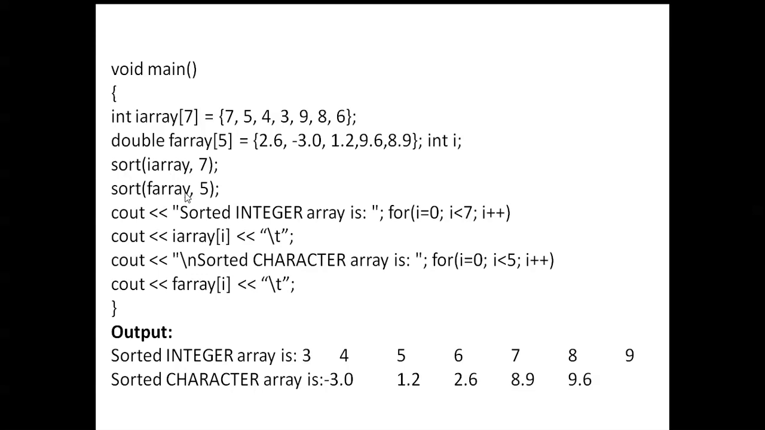Next, here the sorted integer array: 3, 4, 5, 6, 7, 8, 9. And the sorted floating point array: 3.0, 1.2, 2.6, 8.9, 9.6. Here, whatever elements are there, those elements are in sorting order.